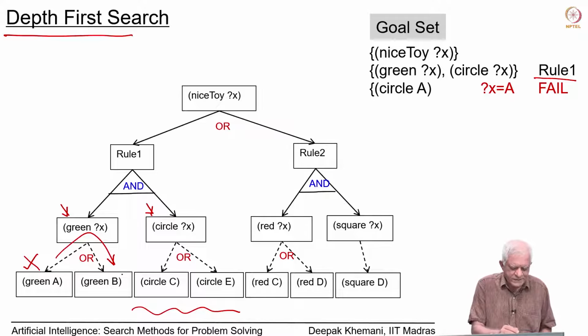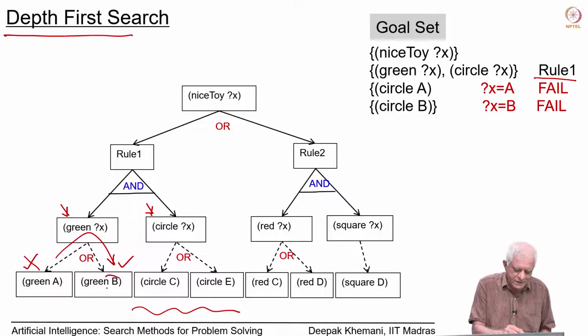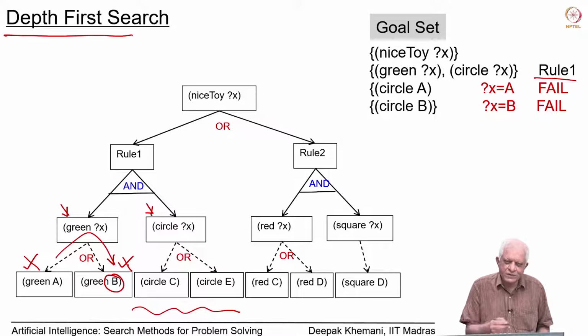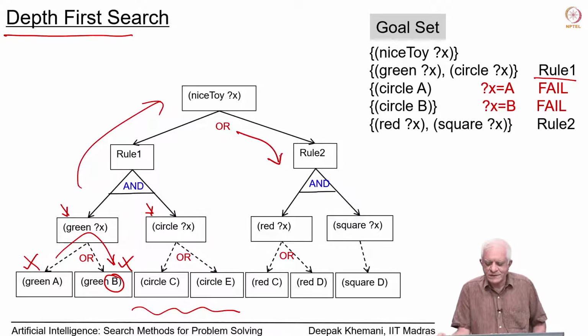So, it goes and tries this, okay, says yes, I have another green object here. Now, go and check whether that object which is B, as you can see from here, is B a circle, and then again this fails, B is not a circle, and then we find that there are no more green objects in our knowledge base. So, our program now backtracks all the way to this and starts searching on the second rule essentially.